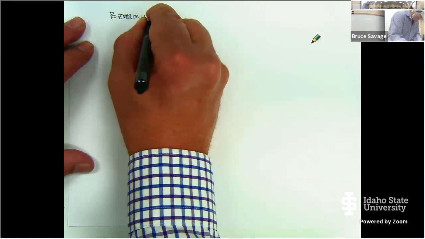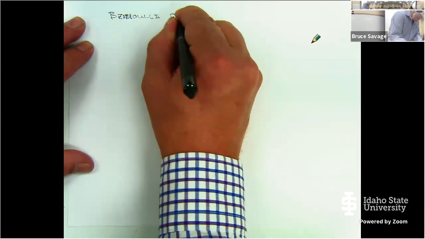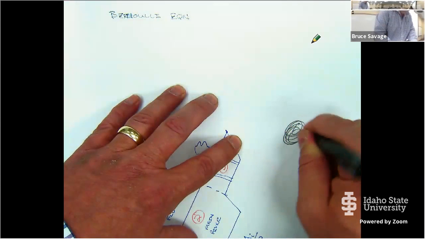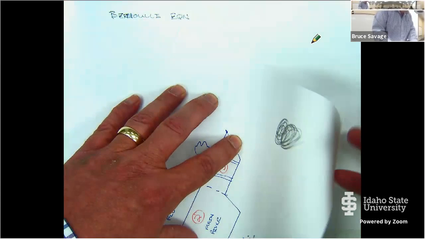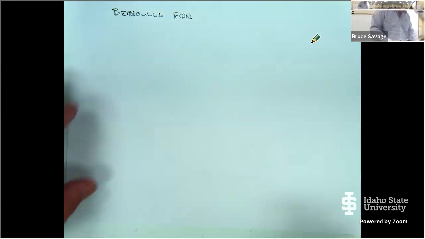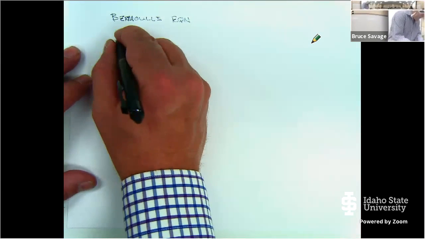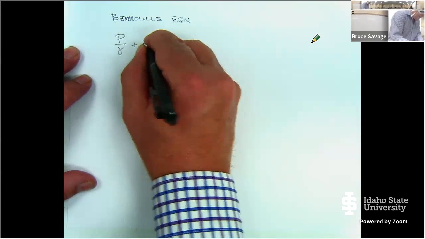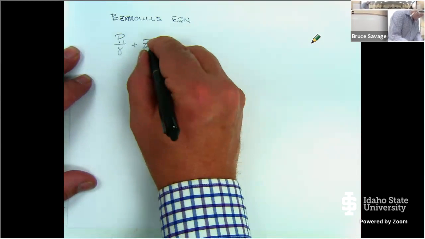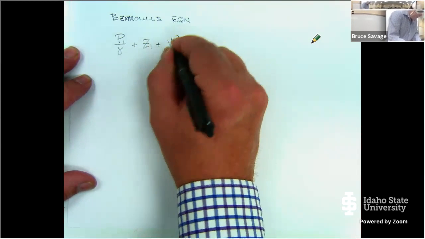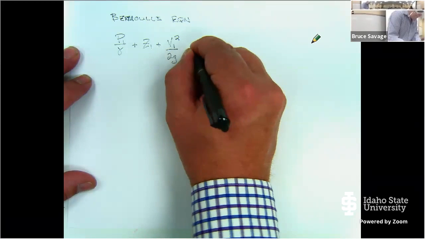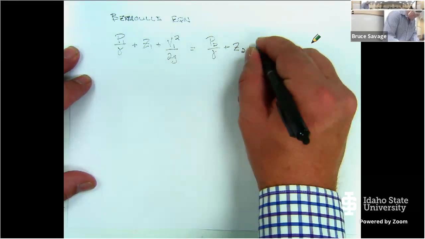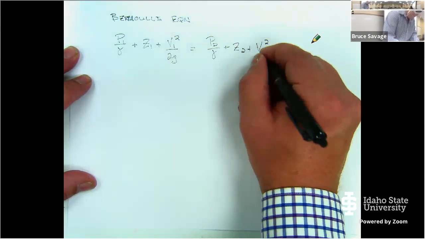And this is not what we write. Bernoulli equation: P sub 1 over gamma plus Z sub 1 plus V sub 1 squared over 2g is equal to P sub 2 over gamma plus Z sub 2 plus V sub 2 squared over 2g.